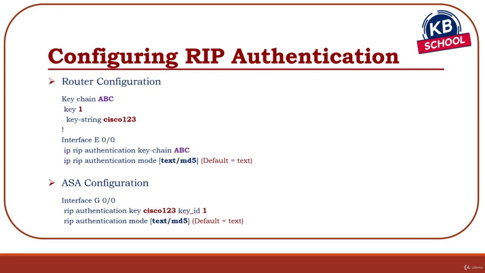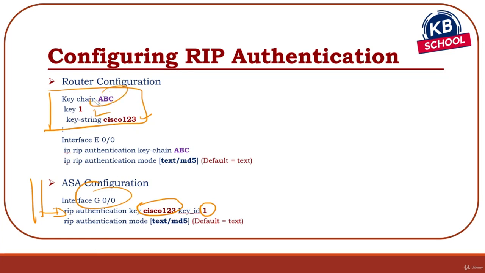Now, in terms of the ASA, as you can see, I don't have a keychain concept, but I do have the two components, which are the key ID 1 and the key string, applied directly to the interface. So the command is rip authentication key, which is the key string, key ID 1, applied directly onto the interface. This does the same thing, whereas on the router I'm applying the keychain to the interface. Now the keychain does give you one advantage.